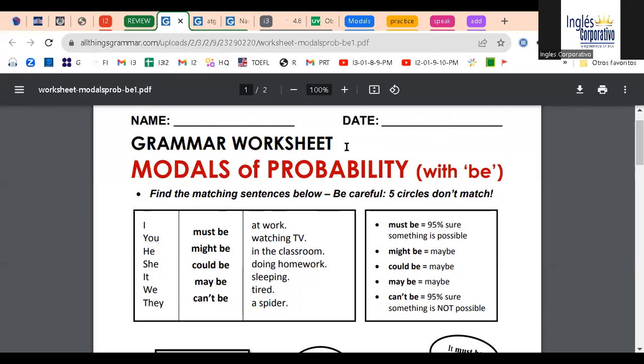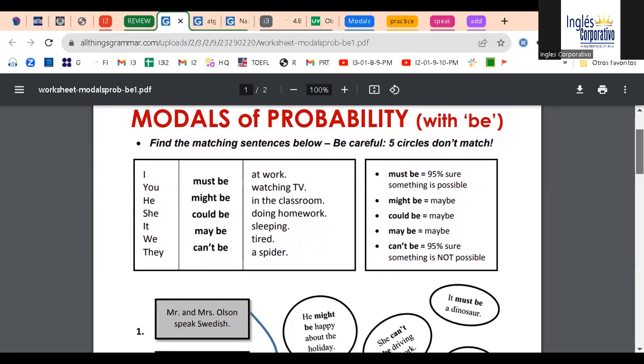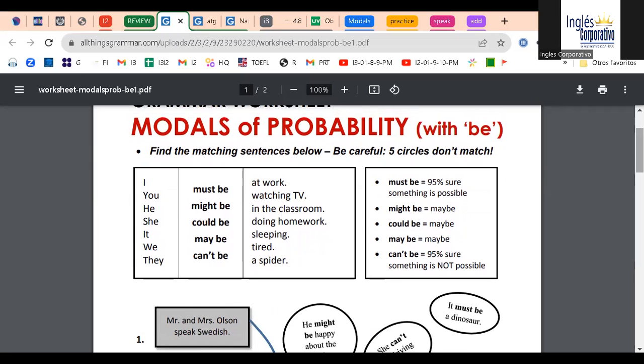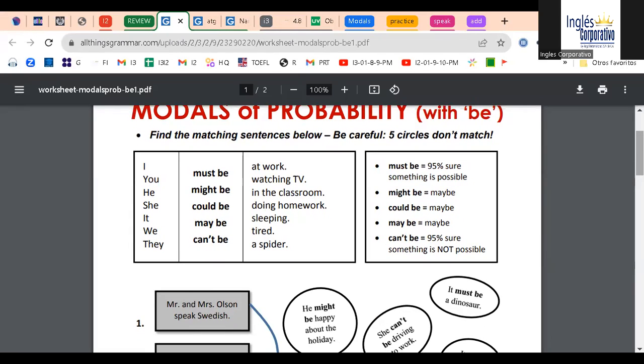Okay, excellent. As you know, in the previous class, we were talking about these kinds of modals in order to talk about how something may be, or the probability of something, right? And we were talking about the percentages, right? For example, must, with 90% sure that something is possible. And we also have the adverb maybe. So you can also use an adverb in order to show probability. And we also have might and may, right? And can't be when you're 90% sure that something is not possible, right?